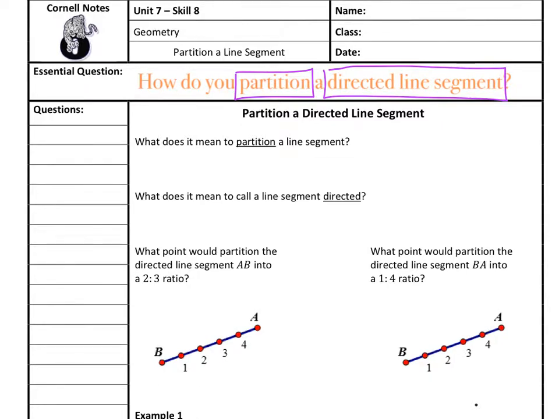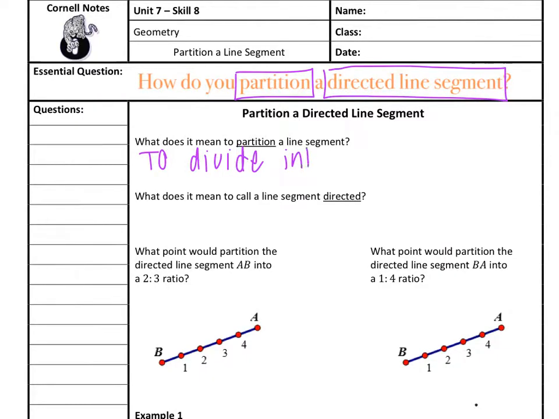Okay? So we're going to start with the first vocab word there. What does it mean to partition a line segment? Think about it in terms of the fact that there is a partition in the gym. I could partition the class in half. Partition simply means to divide. So what does it mean to partition a line segment? To divide.